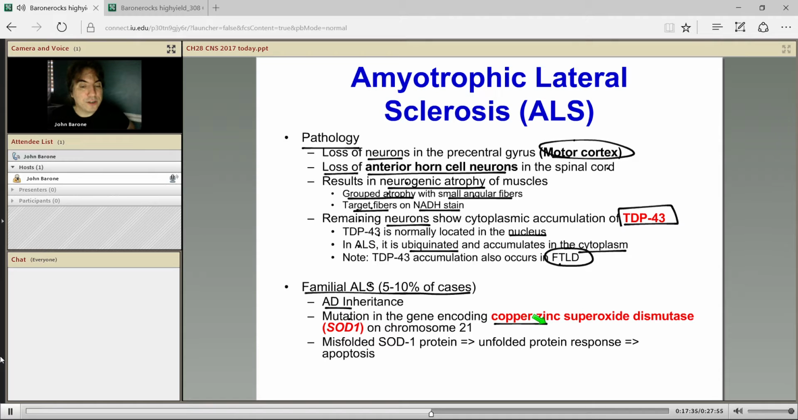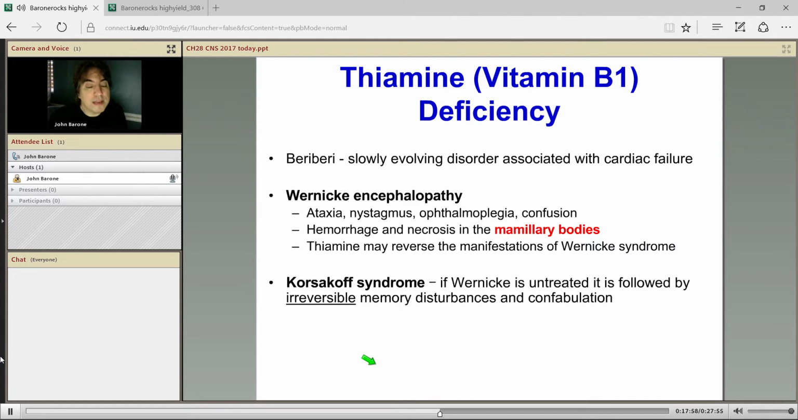Now, as I mentioned, 5 to 10% of Lou Gehrig's disease is familial. It's usually dominant, and they have mutations in the copper-zinc superoxide dismutase gene on chromosome 21. The misfolded SOD1 protein causes the unfolded protein response, where you get ubiquitination. If you can't get rid of it fast enough, the neuron dies. So that would explain why you get neuronal death in the genetic forms. Cool. All right, so don't miss that one. That happened to my mom.